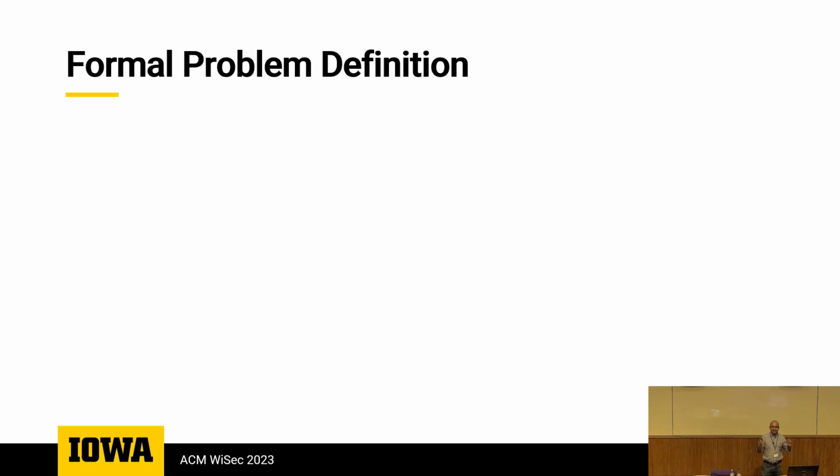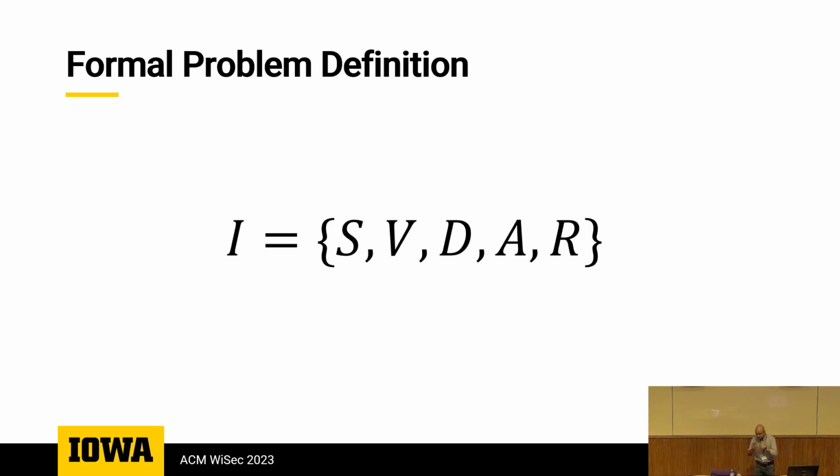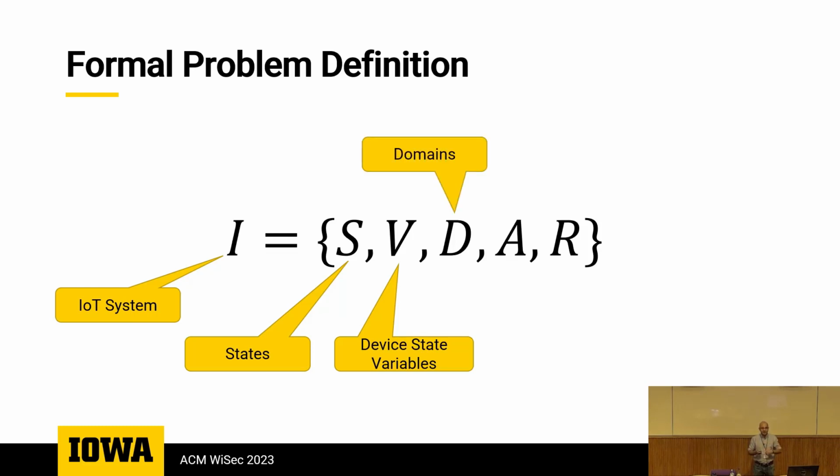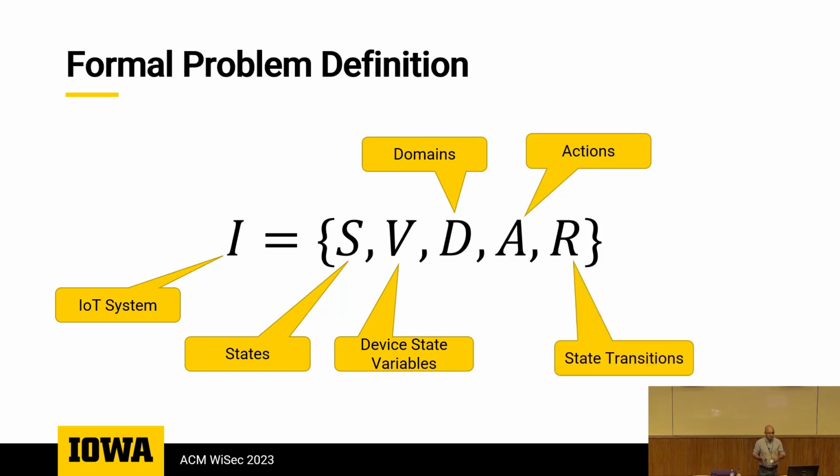Now, if we look at the formal problem definition, before we do that, I have to tell you what an IoT system is, which seems strange. Formally, an IoT system is a tuple, which consists of states, variables that tell you the device states, and domains these variables can take values from, like temperature takes values from real numbers. Then you have actions, like unlock the door, lock the door, and the transition relations that I mentioned.